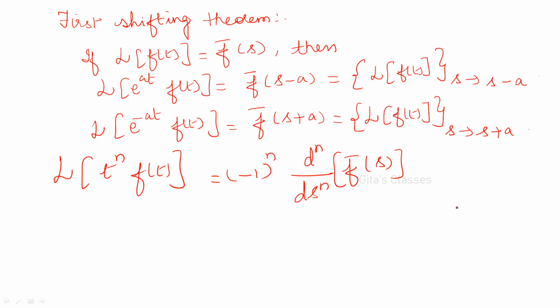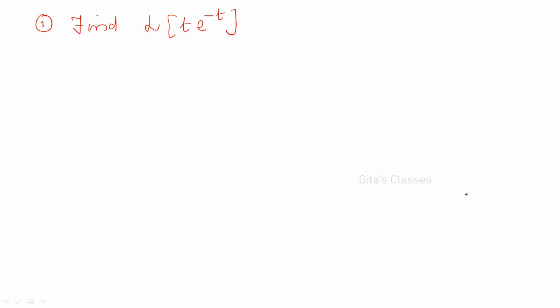Always remember this step: L of f of t is equal to f bar of s. F bar of s means immediately you should be able to relate that it is nothing but L of f of t, the Laplace transform of f of t. So after finding that, it will be a function of s. That is why we are differentiating n times with respect to s and multiplying by minus 1 power n. So now let us do the problems.